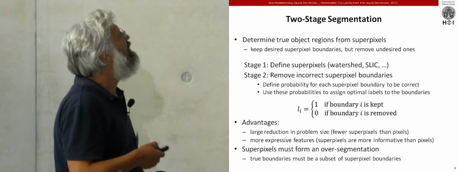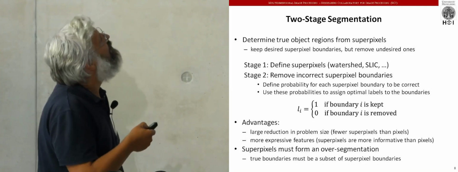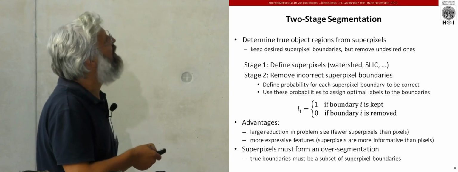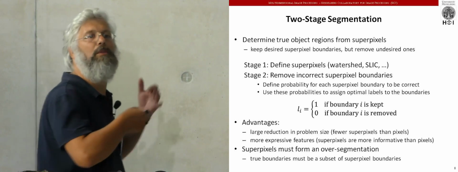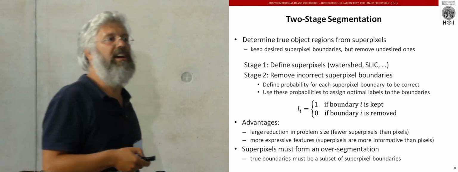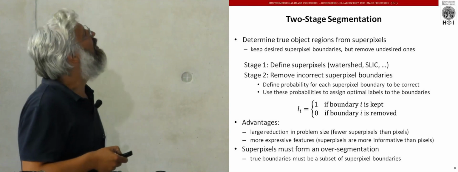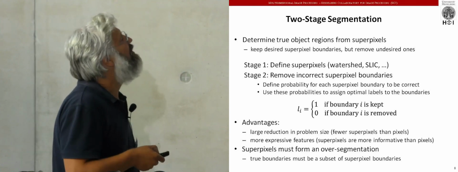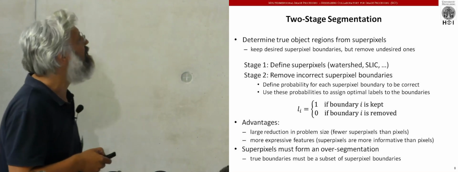And it has a number of advantages to do it in two stages. First, stage 2 is always a much smaller problem than the problem on the original pixels, because the number of superpixels is maybe a hundredth or a thousandth of the number of pixels. And also, I will talk a little bit more on the next slide, we can define more expressive features on top of superpixels.